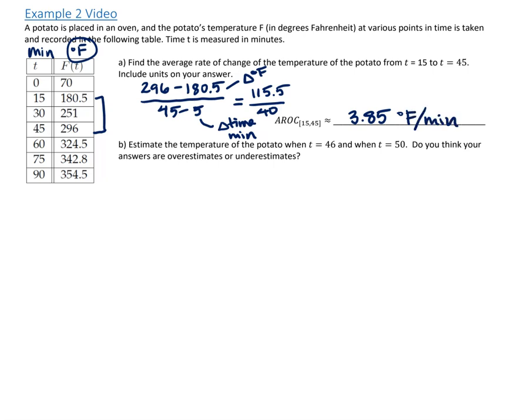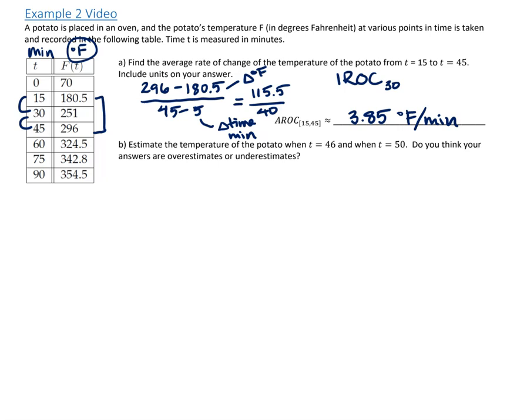Okay, so there's a couple of things that I want to point out here. If all you're given is a table and you're asked to estimate an instantaneous rate of change, you'll just do the best average rate of change you possibly can. So for example, if I was asked to estimate the instantaneous rate of change at t equals 30, I think this would not be a bad way to do it. So one way you could do it is go from 15 to 30 and then from 30 to 45 and calculate average rates of change and then average them.